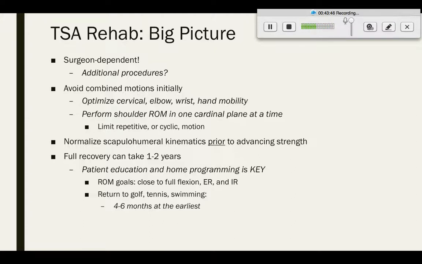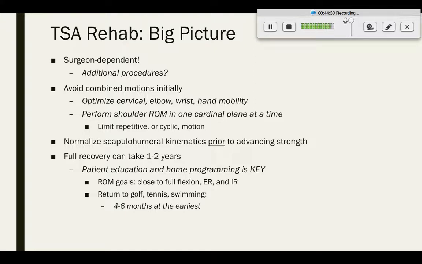Full recovery from a joint replacement can take 1 to 2 years. So patient education and home programming is key. Following this type of procedure, as far as range of motion goals are concerned, most patients are going to achieve close to full flexion, external and internal rotation. We just have to give it time from a biology and a tissue standpoint to heal before we really progress terminal ranges. Return to sport, so golf, tennis, swimming, is all possible. It's usually 4 to 6 months at the earliest, but it can take 1 to 2 years. Definitely not out of the question.